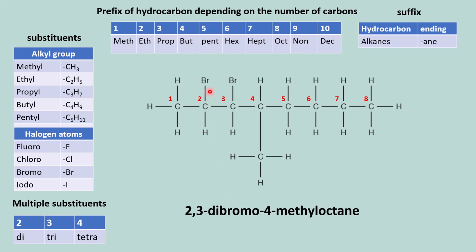2,3-dibromo, because we have 2 bromo over here. So 2 meaning di. And where are they located? Carbon number 2 and carbon number 3. And the numbers are separated from each other using a comma. So 2, 3. And a number is separated from a name using a hyphen. So 2, 3 hyphen dibromo hyphen 4 hyphen. So the hyphens and commas are very important. Number is separated from a number using a comma, and a number from a name using a hyphen. So 2,3-dibromo-4-methyloctane.